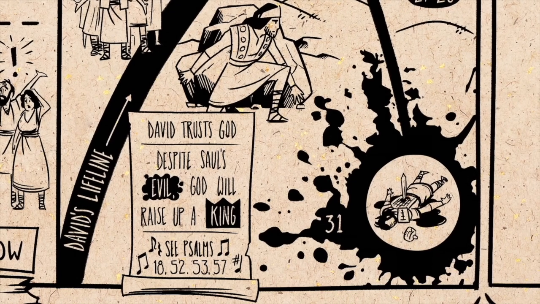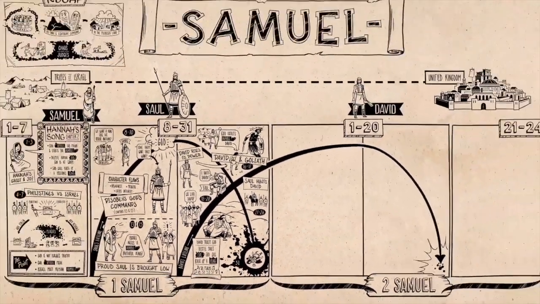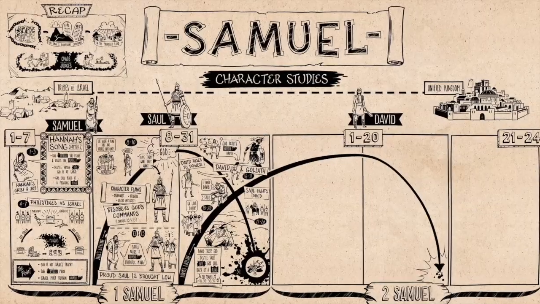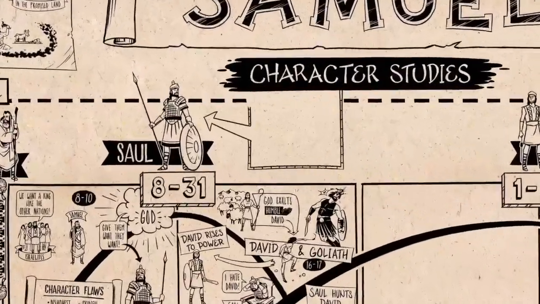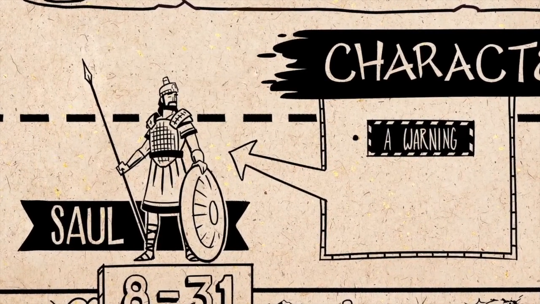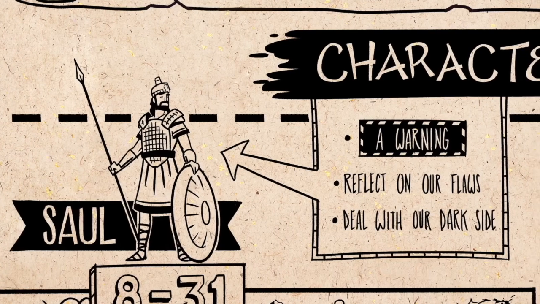1 Samuel tells some of the most intricate, well-told stories you find anywhere in the Bible. And the characters Saul and David, they're portrayed very realistically. And the author's putting them forward as character studies so that you can find yourself in them. So in Saul's story, we see a warning. It's crucial that we reflect on our own character flaws and how they harm us and other people. And with God's help, we need to humble ourselves and deal with our dark side so that Saul's story doesn't become ours.